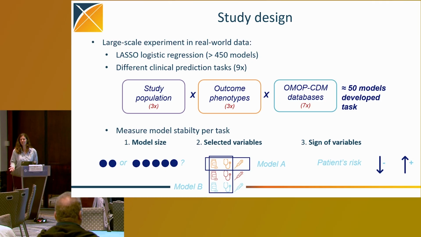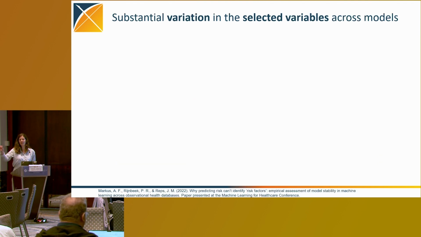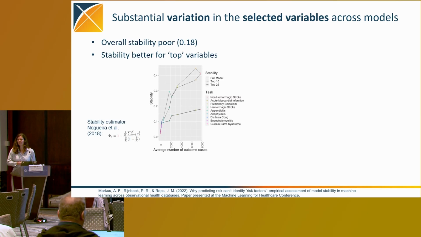Having developed all these models, we then measured what the variability was in the actual models. We didn't look at the performance, or I have to rephrase, we also looked at the performance, but that is a different study in a different paper. For this work, we looked at the actual model that was used to make the predictions and how those vary. The first question we asked was how many variables were selected in each model, so counting the number of variables. The second was which variables were used to make the prediction. And the third was how the sign of all these variables differed between the models.